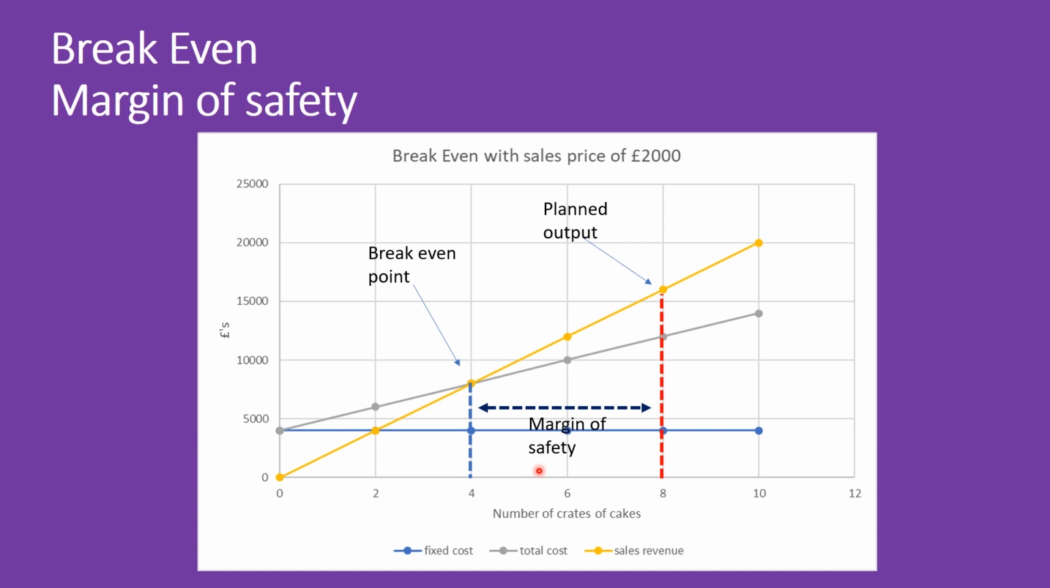So just to repeat, margin of safety is the difference between how much you plan to make and your break-even point.